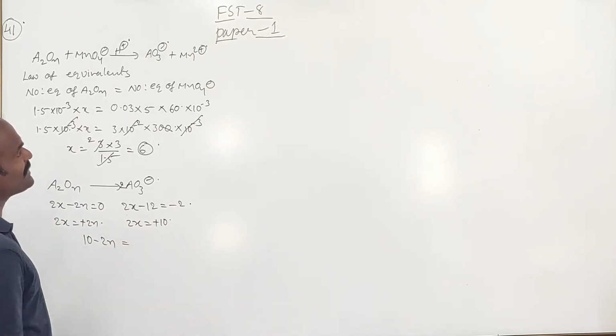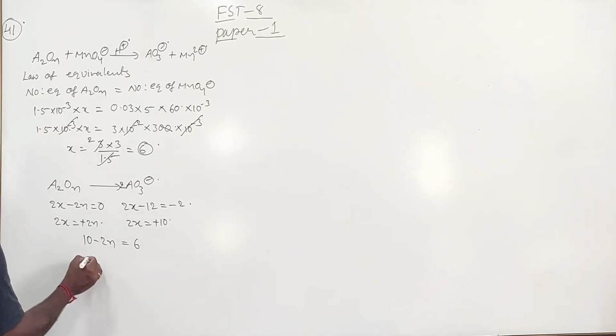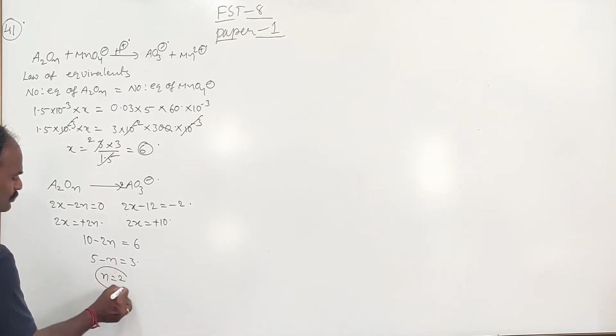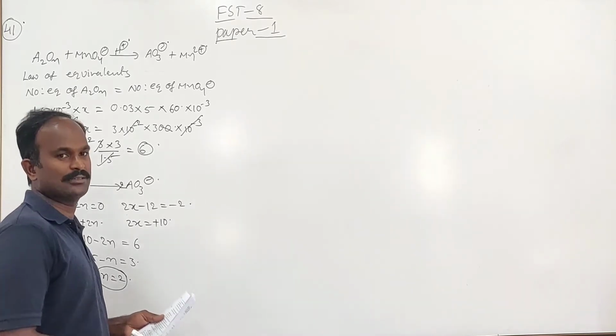10 minus 2n is equal to, how much did we get? 6. Now it is going to be 5 minus n is equal to 3. n is equal to 2. Correct. Therefore, n equal to 2 is correct.